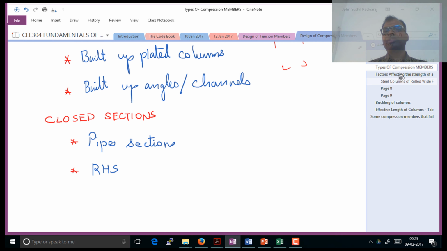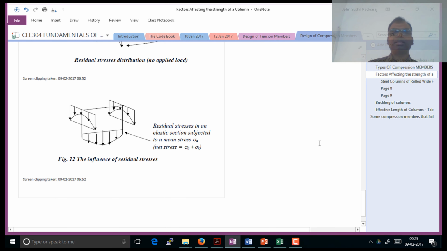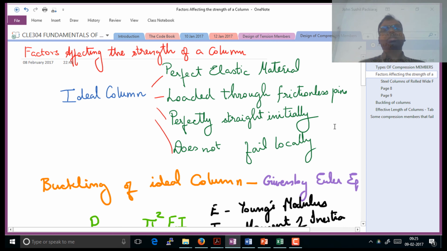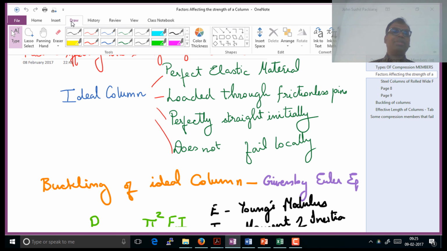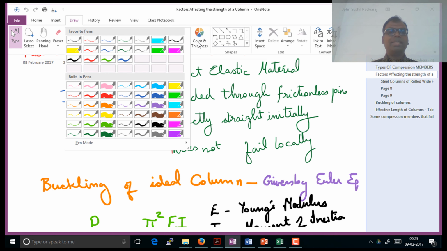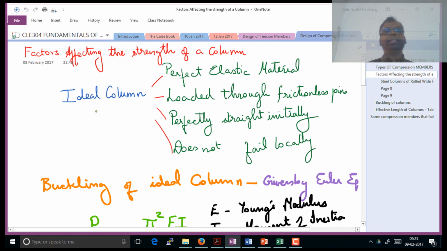Now I'm going to go to something which is a little more involving. We are going to study what are the factors that constitute an ideal column. We are going to just see what makes an ideal column. Now this you would probably have studied in your strength of materials. Column buckling is a topic typically handled in strength of materials.